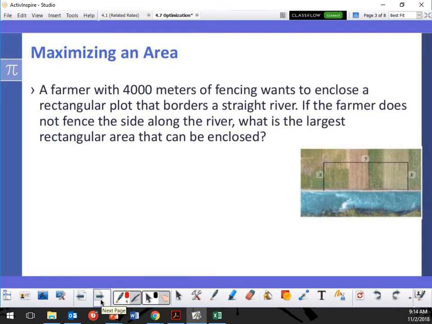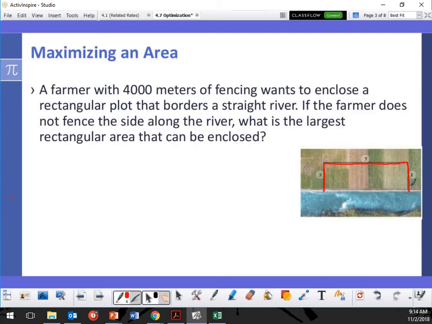All right, a farmer has 400 meters of fencing and wants to enclose a rectangular plot that borders a straight river. If the farmer does not fence the side along the river, what is the largest rectangular area that can be enclosed? Now, this one, I swear, has been on the AP exam like every year. So we're talking about two different things. The fence.